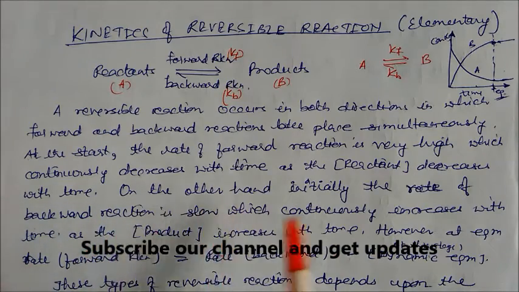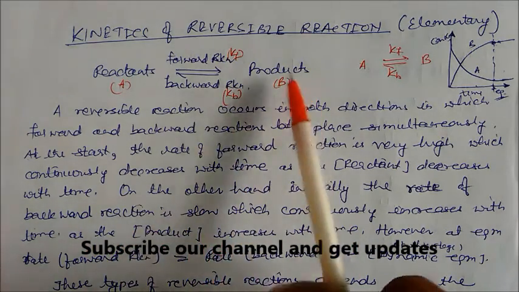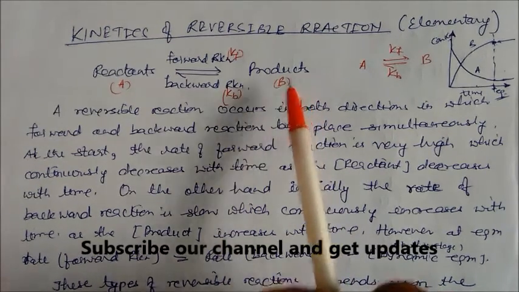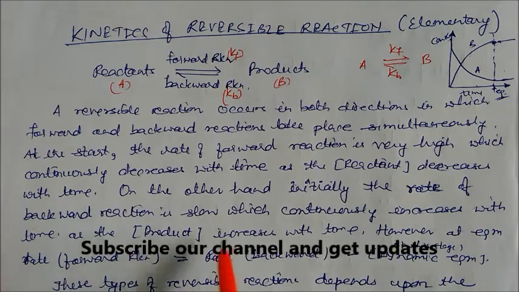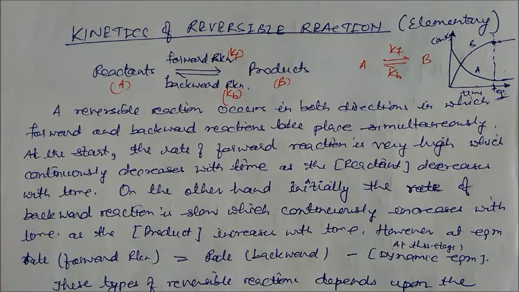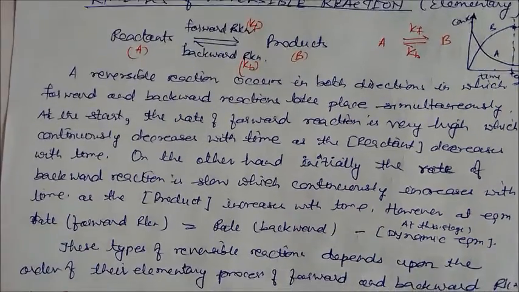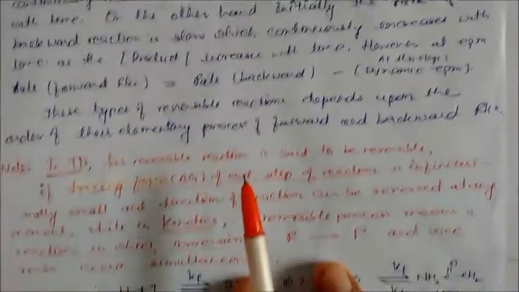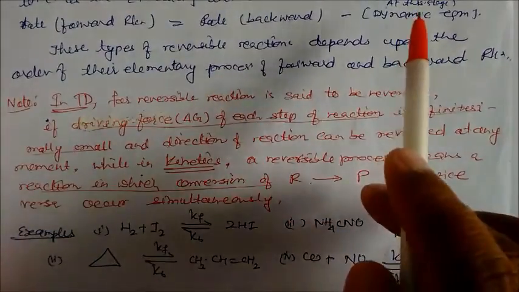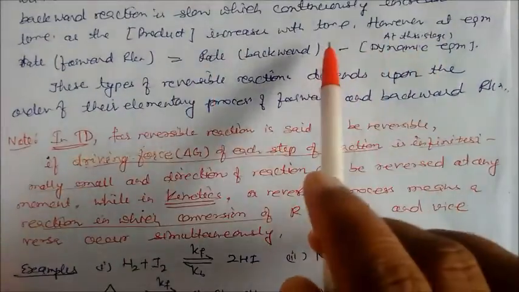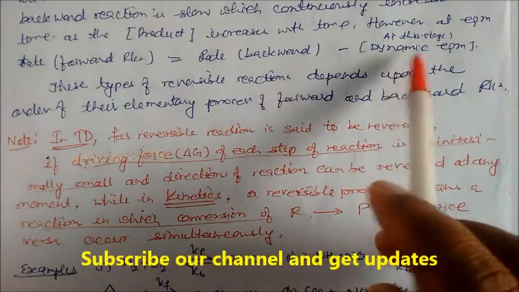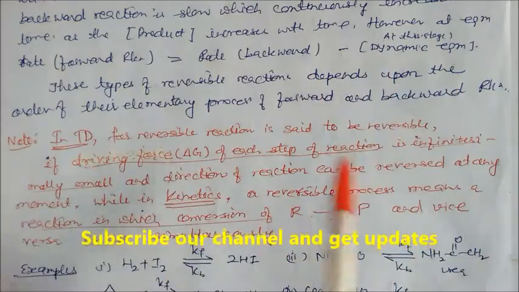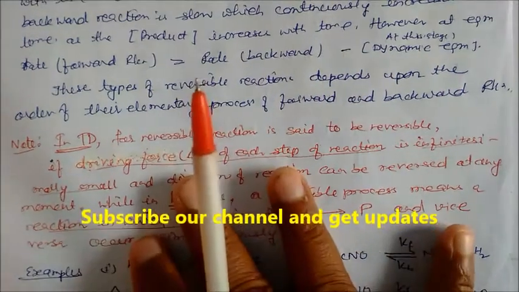On the other hand, initially the rate of backward reaction is very slow. Definitely, the amount of product is very small. That's why it is very slow, and it continuously increases with time as the product increases with time. However, at equilibrium, what happens? The rate of forward reaction is equal to the rate of backward reaction. So this stage is called the dynamic equilibrium. This we have already seen in the chemical equilibrium topic.